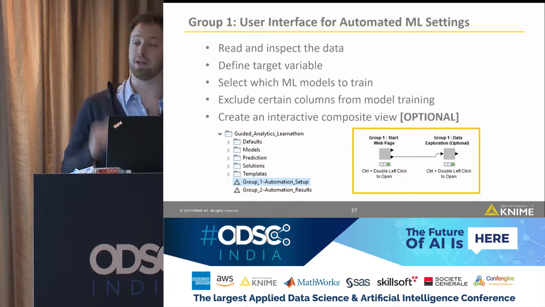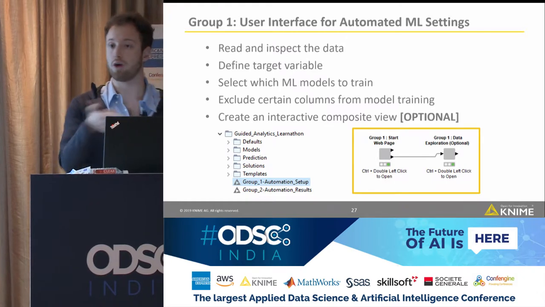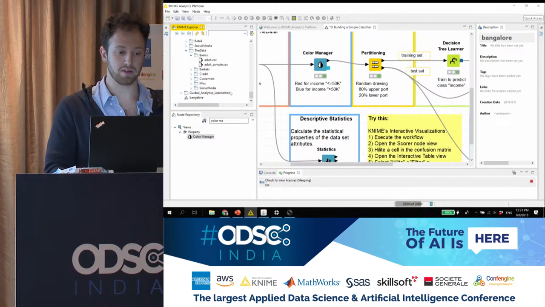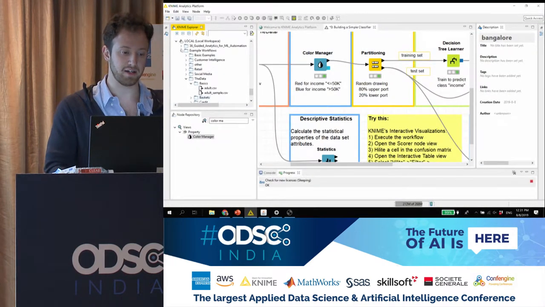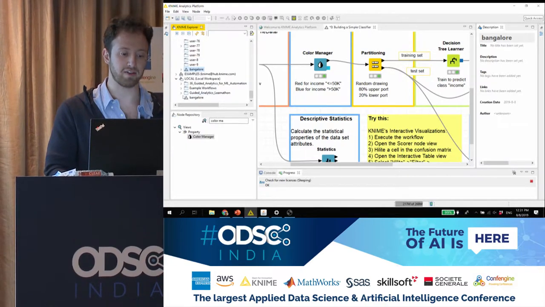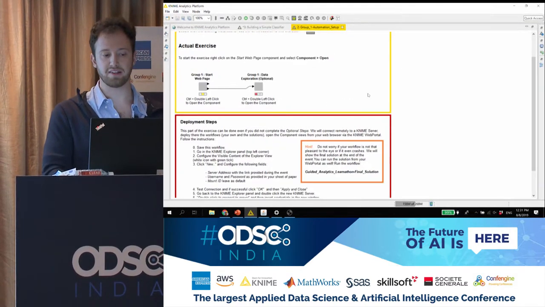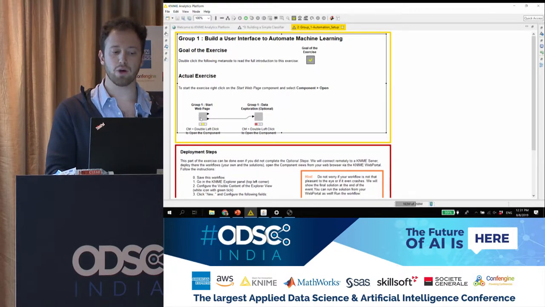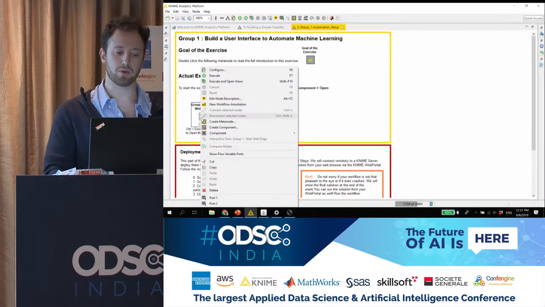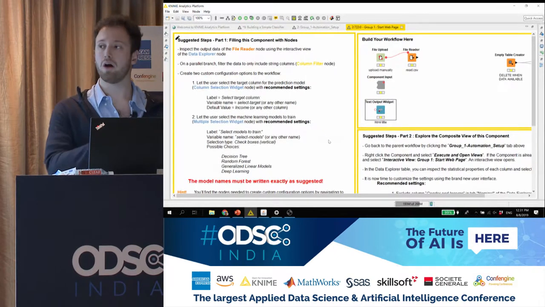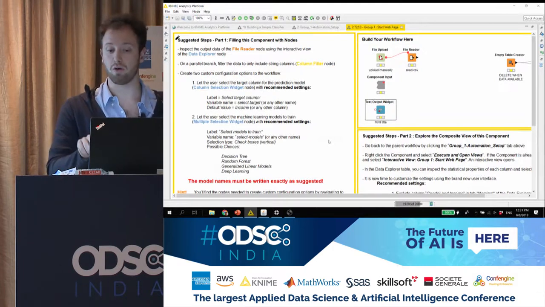So how does it work? If you went to the URL, or if you got one of the USB sticks, you can then import this workflow in KNIME. In this case, you can see here on the side, we have this Guide Analytics Learnathon, and this is group one, right? When you open group one, you will see something like this. And if you want to start working on group one, you will need to right-click, go on component, and then open, and you will see all the different steps that you need to follow to add to this workflow, node by node, to build a user interface, OK?